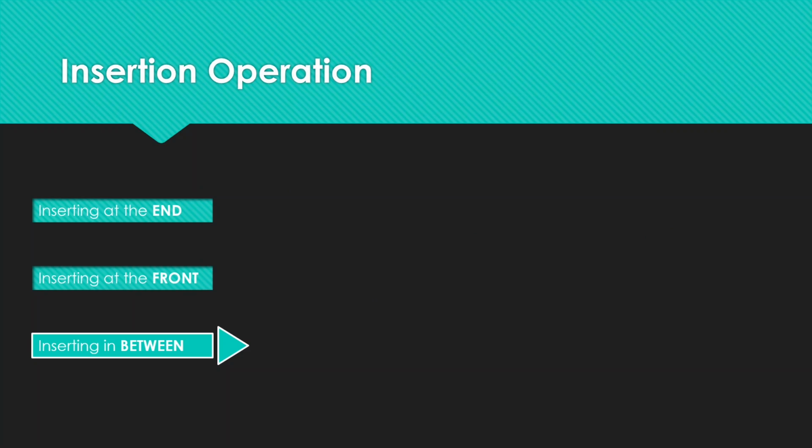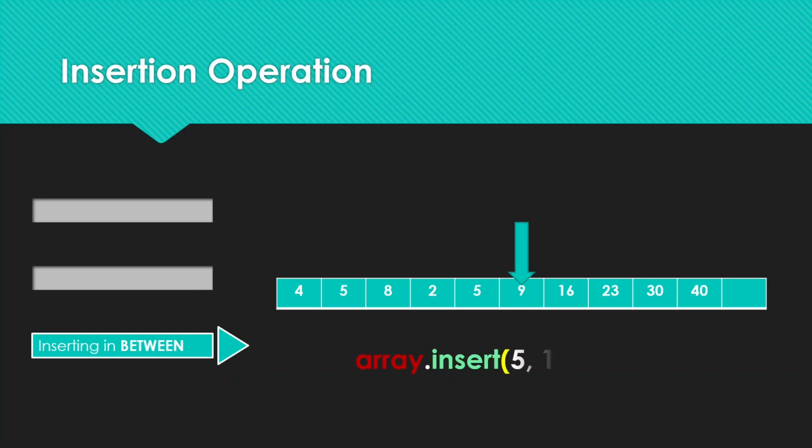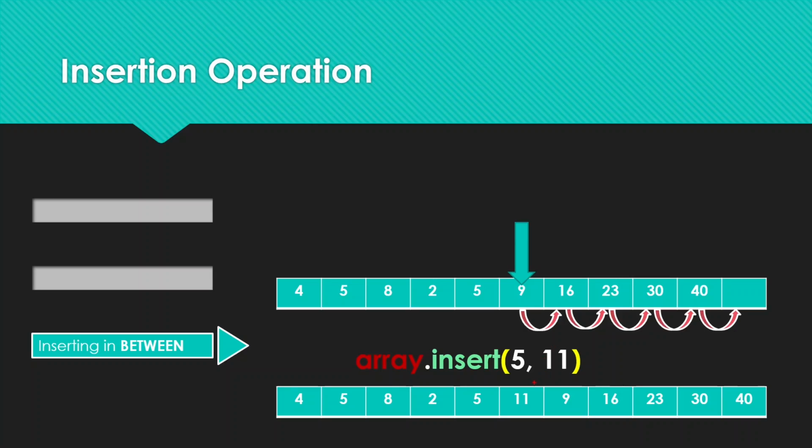Okay, and lastly, we are looking at how to insert in between. So we want to insert, for example, at index 5, where we have the number 9. For that, again, we use the insert function. We specify the index, so index 5, then the value we want to insert. As you might have guessed, the rest of the values will have to be shifted so that we get space at index 5. Then eventually, the number 11 is going to be inserted at index number 5. So that is how we insert in between.